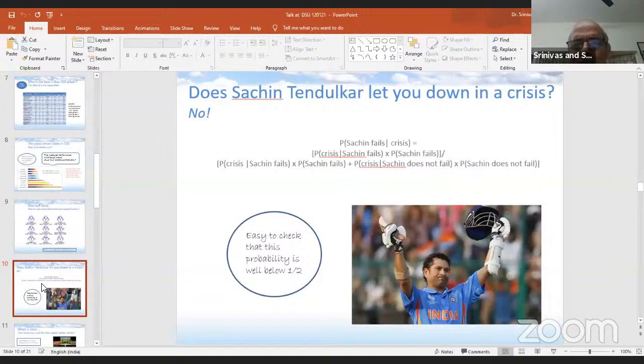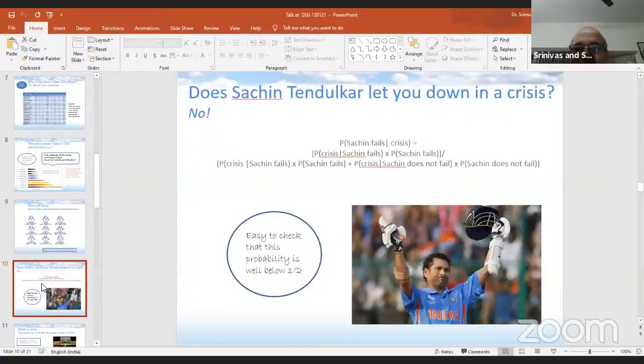The question is the following. Often people say the following. Some of you are probably young, the younger students, they say, whenever there's a crisis, Sachin Tendulkar fails. It was very common. Whenever there's a crisis, Sachin Tendulkar fails. Now, the truth of the matter was that there was a crisis because he failed. You see the difference? The crisis is caused by Tendulkar's failure. It is not Tendulkar that causes the crisis.